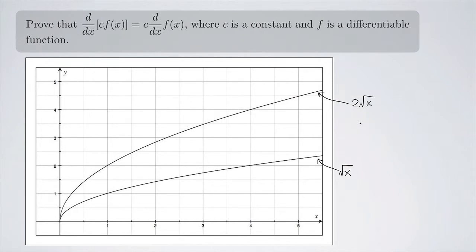Let's look at the slopes of the tangent lines at x equals 1 for each of the graphs. So that's going to look like this. The red line is the tangent line at x equals 1 to the graph of the square root of x, and the blue line is the tangent line at x equals 1 to the graph of 2 times the square root of x. And what do we notice about the slopes?